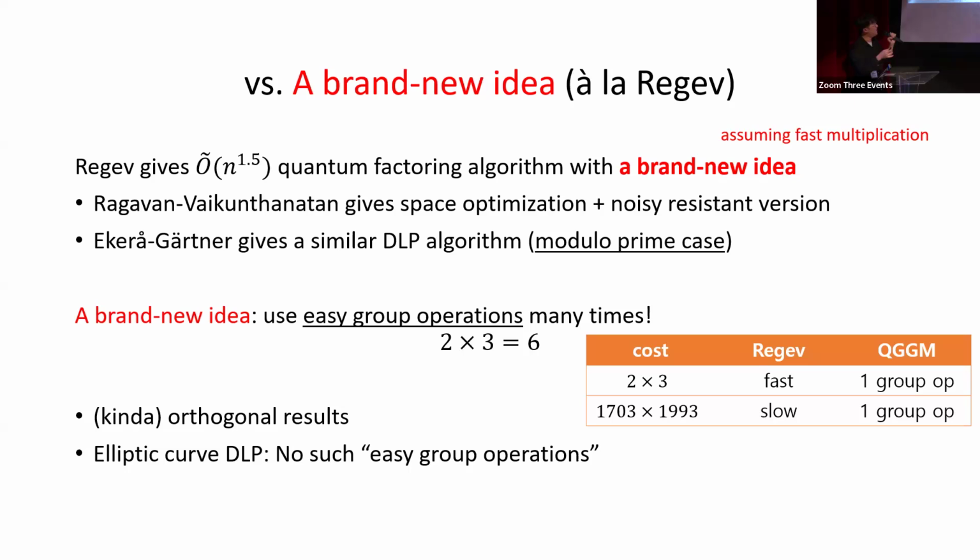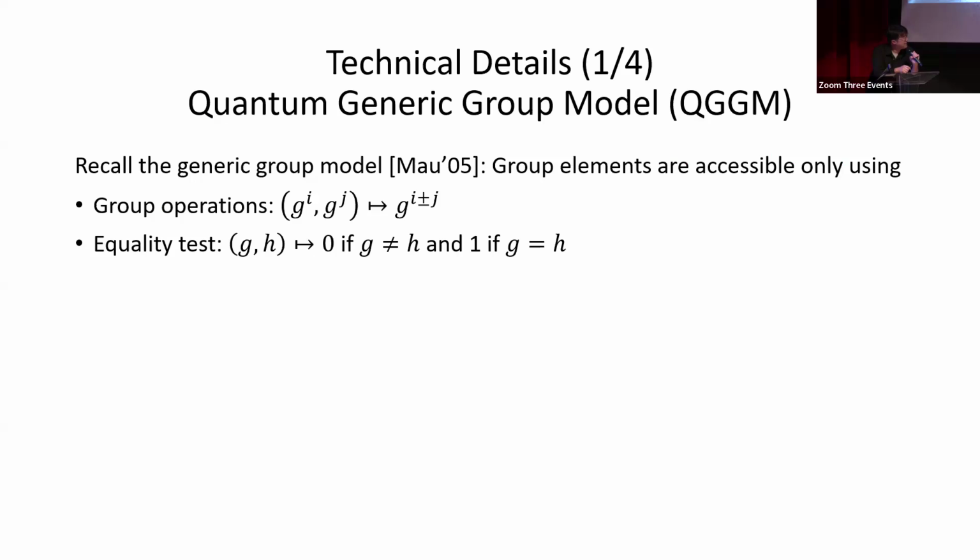And if you are thinking about the elliptic curve discrete logarithm problem, there are no such small group elements, so there is no super fast group operation. So for the discrete logarithm problem, I mean the elliptic curve one, our lower bound is pretty good. Okay, this is the comparison. It's orthogonal and both are good, believe me. Okay, that's the implication. Let me talk about the technical details a little.